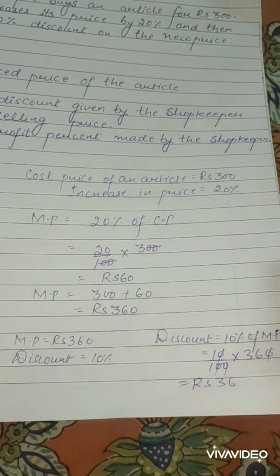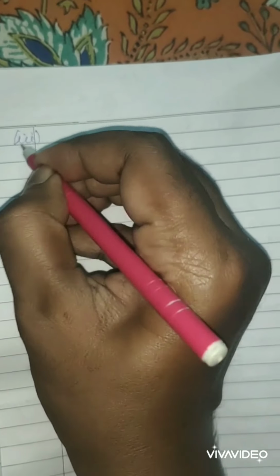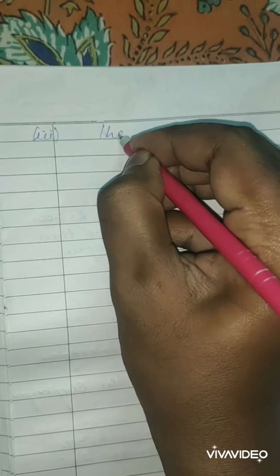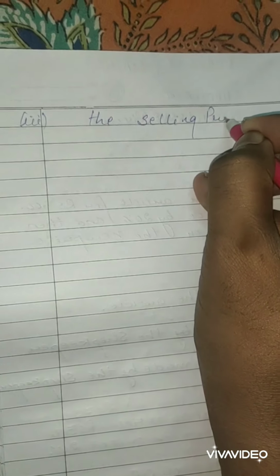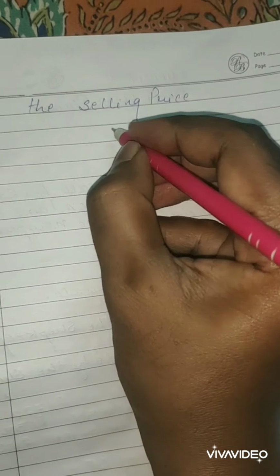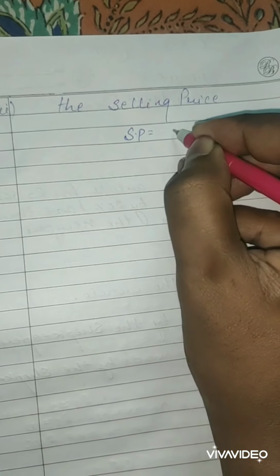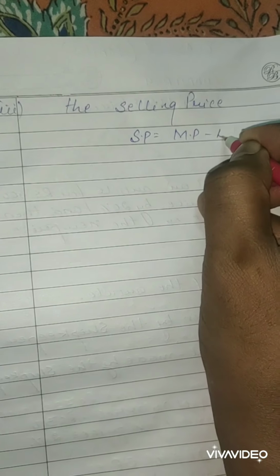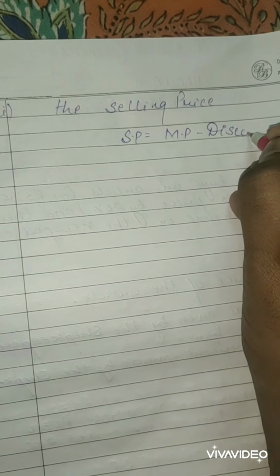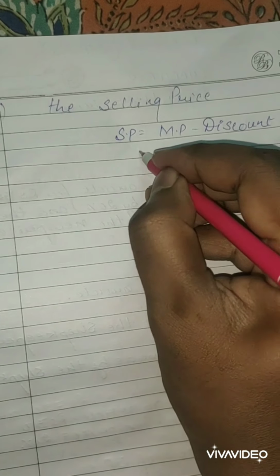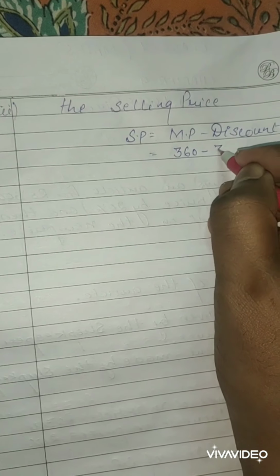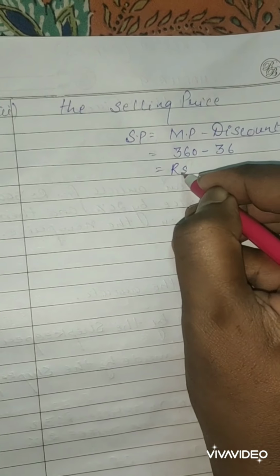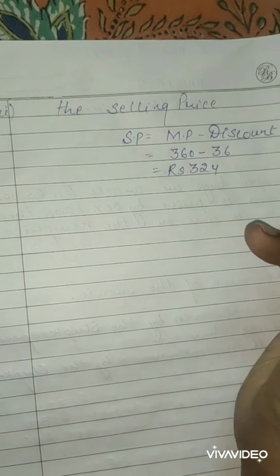Now let's see. We have to find out the selling price. So there is a formula. Selling price is equal to mark price minus the discount. So the mark price was 360, discount was 36, so this will be rupees 324.